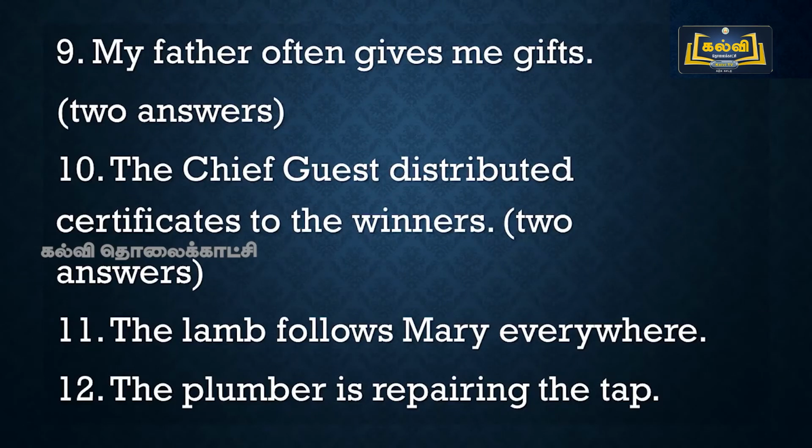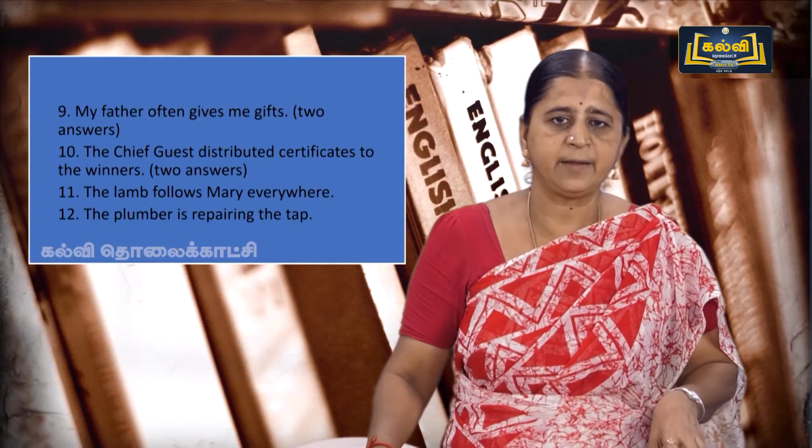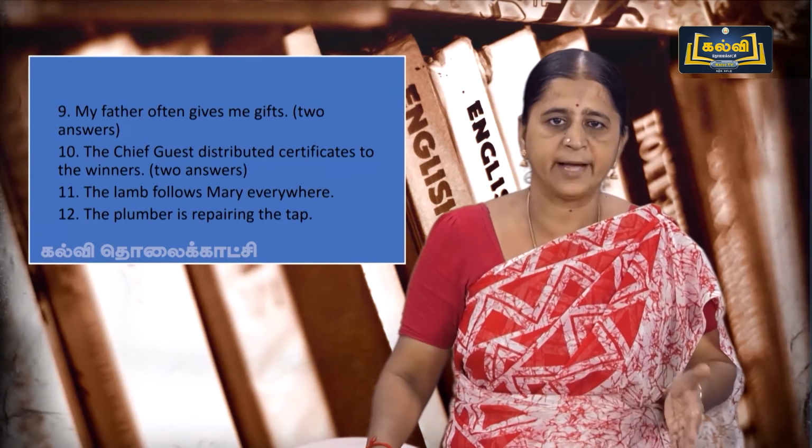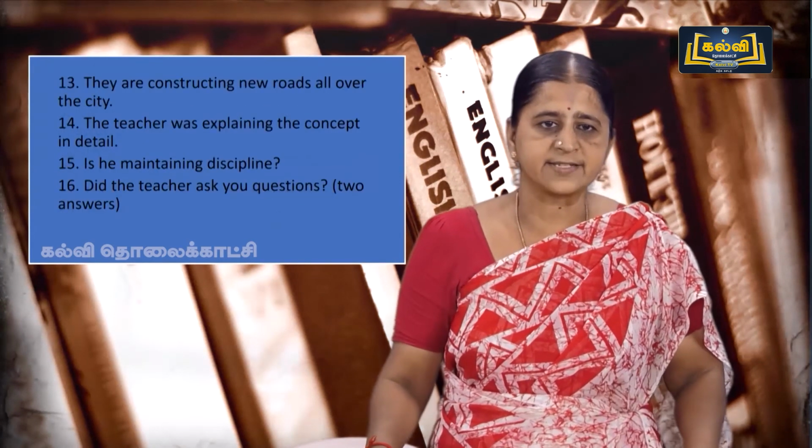The plumber is repairing the tap. The plumber is repairing what? The tap. So this is of the present continuous tense. Is repairing, present continuous tense. So the plumber is repairing what? The tap. The tap, singular, is, because it is present continuous, you use being. The tap is being repaired. R-E-P-A-I-R-E-D. Is being repaired by whom? By the plumber. Now let us go to sentence number 13.